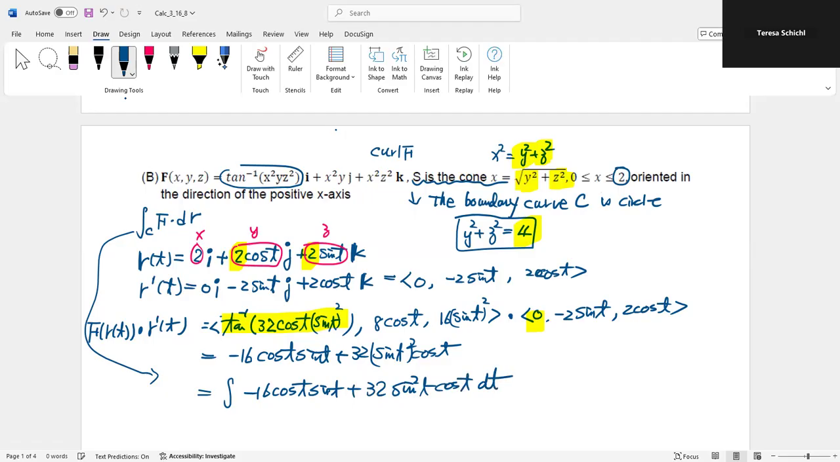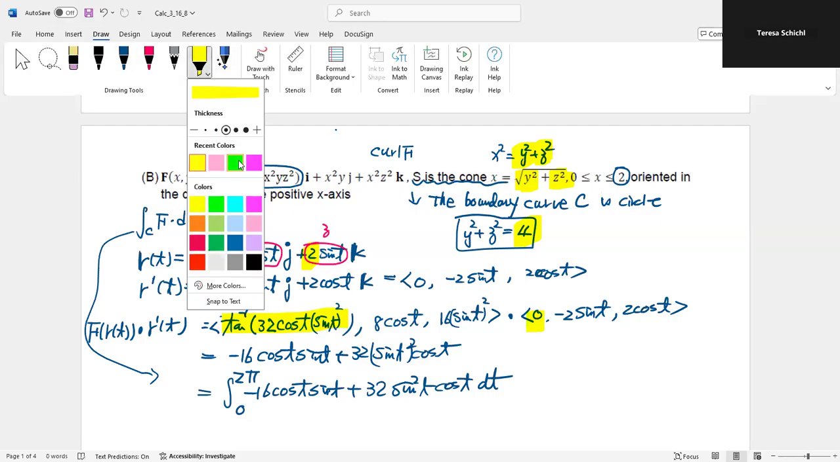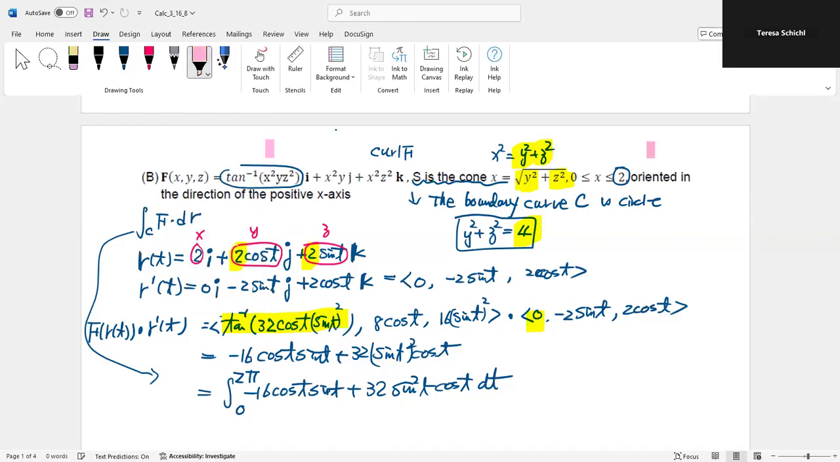dt. So what are my limits for t? Because this is a circle, from 0 to 2 pi. For this one, it turns out to be a pretty easy integration also. This is cosine sine, and this is sine squared cosine. You can use a simple u substitution and find the answer, so I will leave it to you to finish this simple integration.